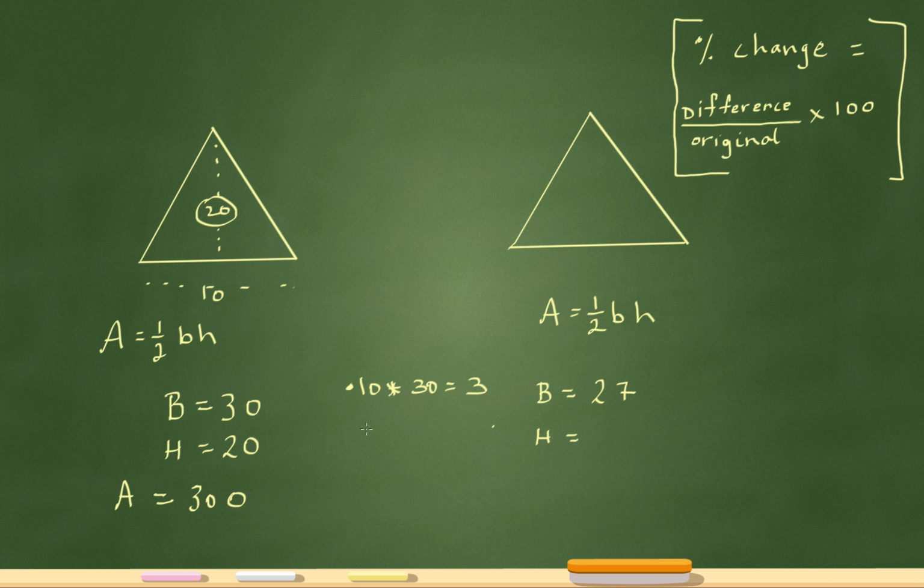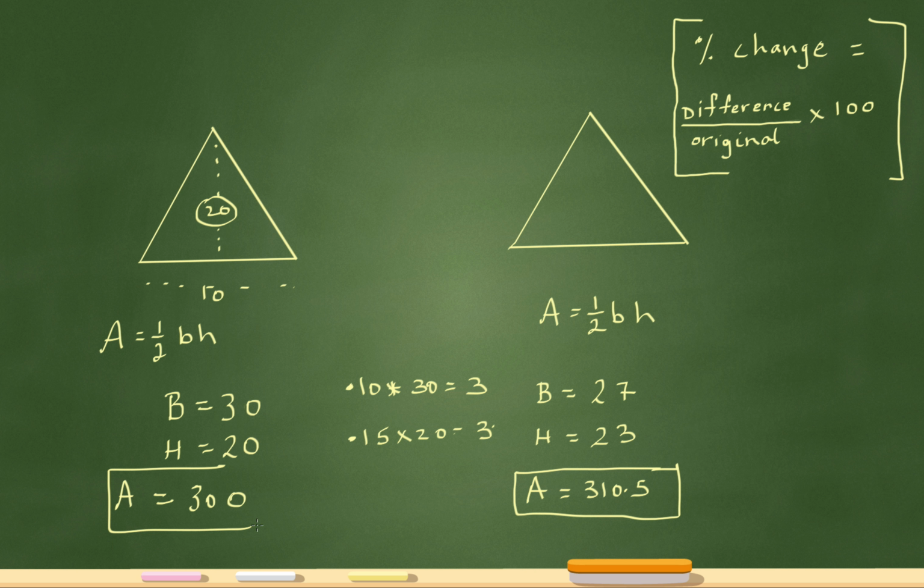And my height increases by 15%. So 15% of 20, 15% is 0.15, times 20 is actually also 3. So my height increases by 3, so my new height is 23. Now let's use those calculators and figure out the area here. So it'll be 23 times 27 times 0.5, and that'll give me an area of 310.5. So my area went from 300 to 310.5.